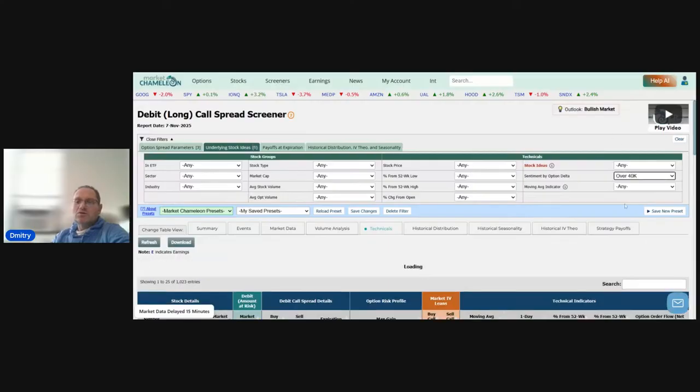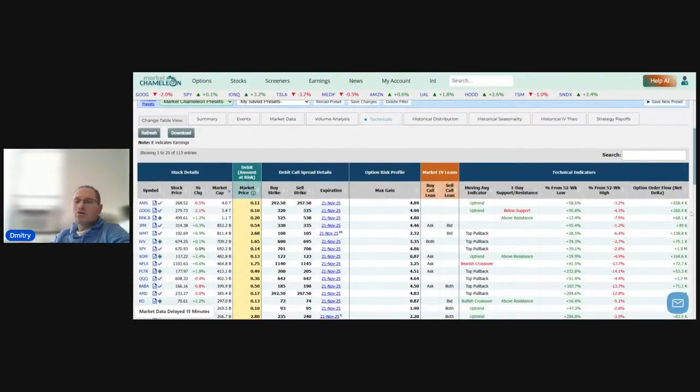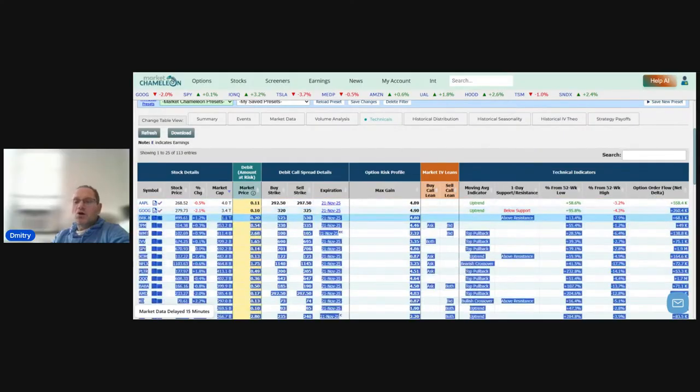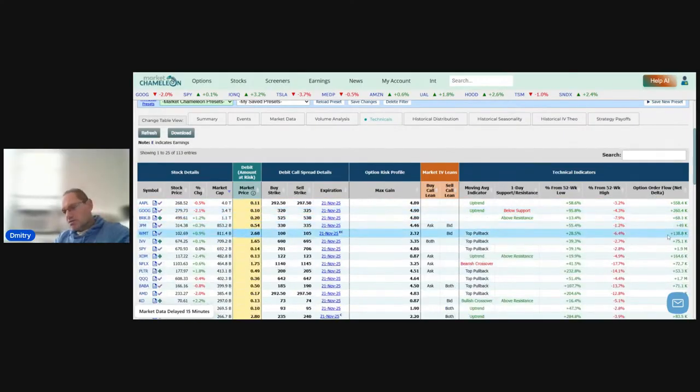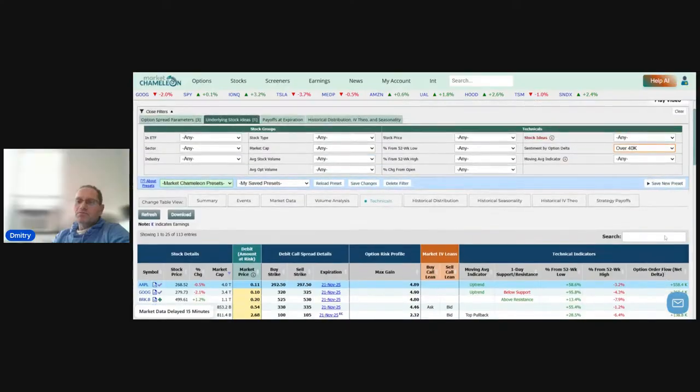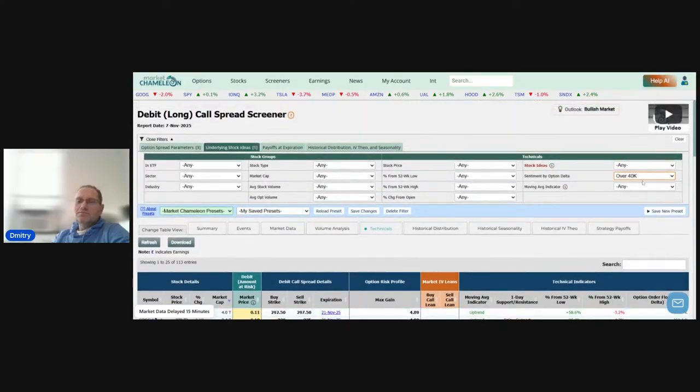So for example, 40,000 deltas. Now we have option order flow where over here it's displaying on balance, if we take the positive and negative, it's more bullish than bearish. I'm going to let go of this one.